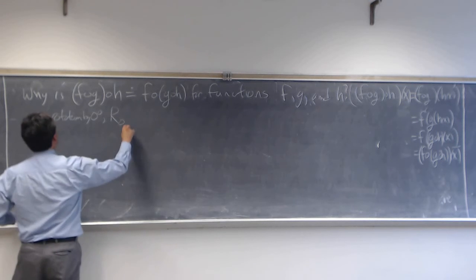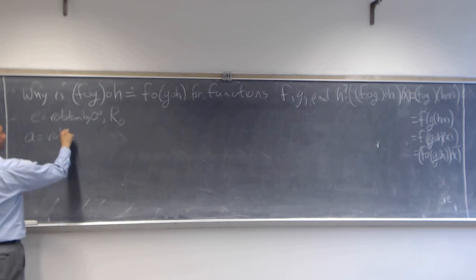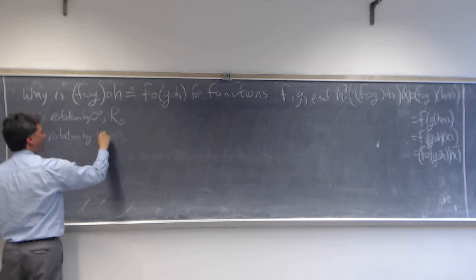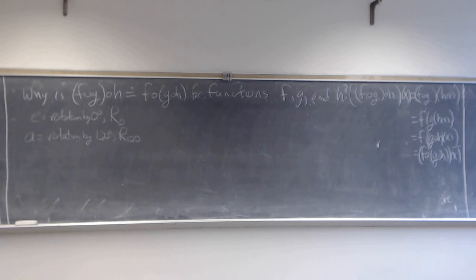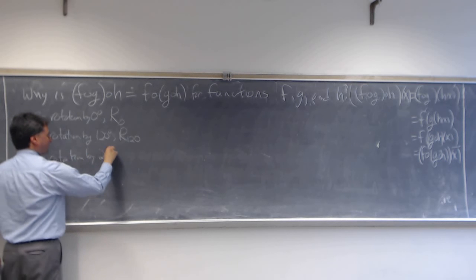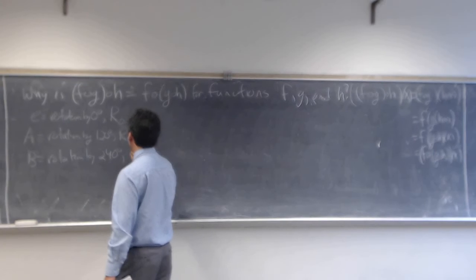And then in the notes I used A for a rotation by 120 degrees. And again, sometimes we use R sub 120. Actually, I guess I used capital A. And in the notes I used capital B. That's a rotation by 240 degrees.